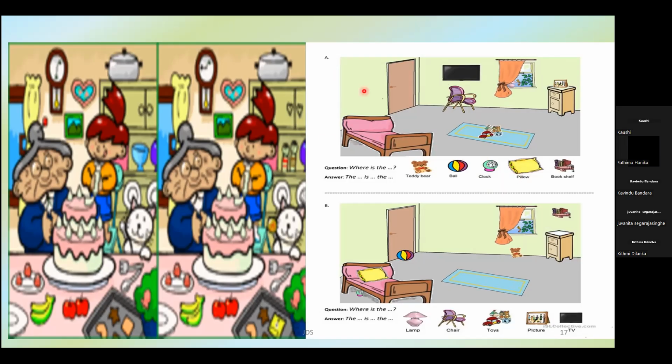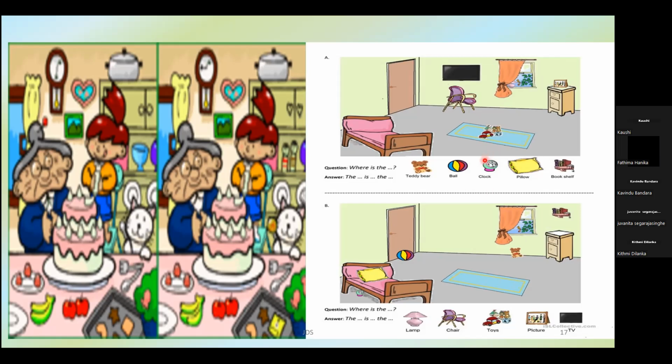If you ask me where is the pillow, I will look at my picture and I will have to reply, the pillow is on the bed. Then you have to draw the pillow on the bed. Then I need to ask you, where is the lamp? You have to look into your picture and come out with the answer. The lamp is on the window sill. So I should draw the lamp on the window sill.